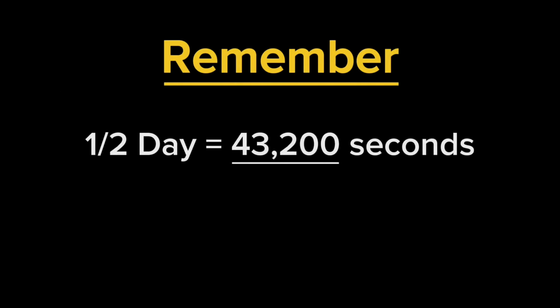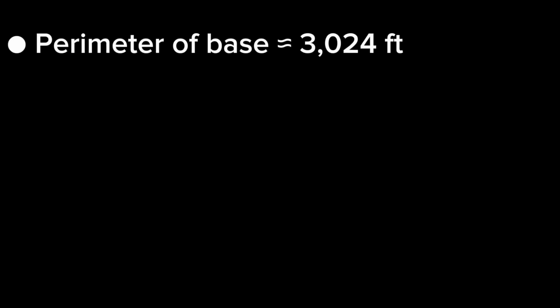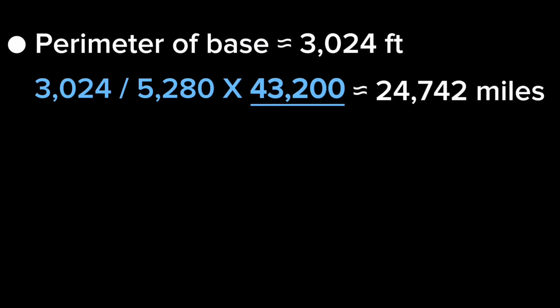Remember how in half a day there were 43,200 seconds, and in one 30-day month there were 43,200 minutes, this number being a multiple of 3, 6, and 9? Well, if we take the perimeter of the base of the Great Pyramid, 3,024 feet, we convert this into miles, and we multiply that by 43,200, we get about 24,742 miles.